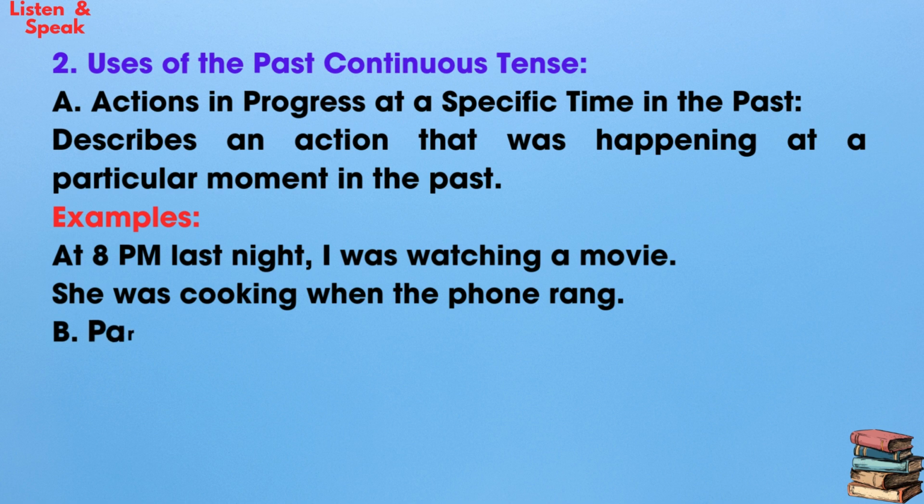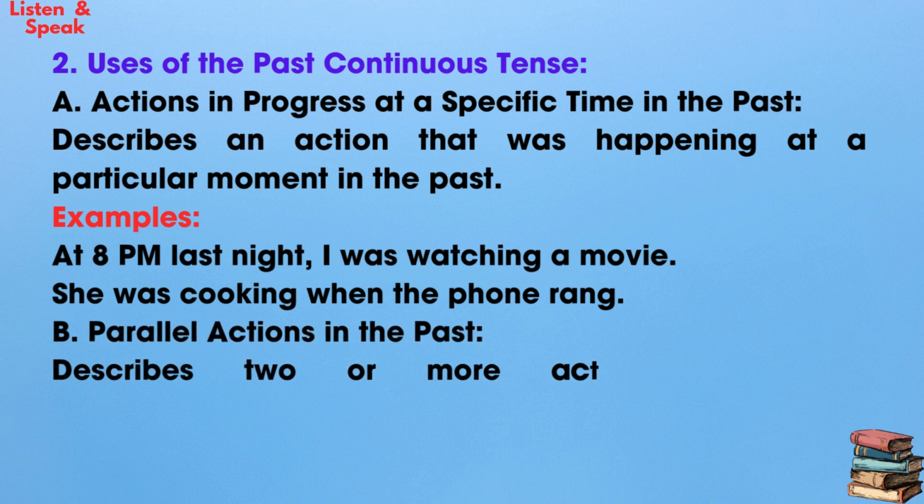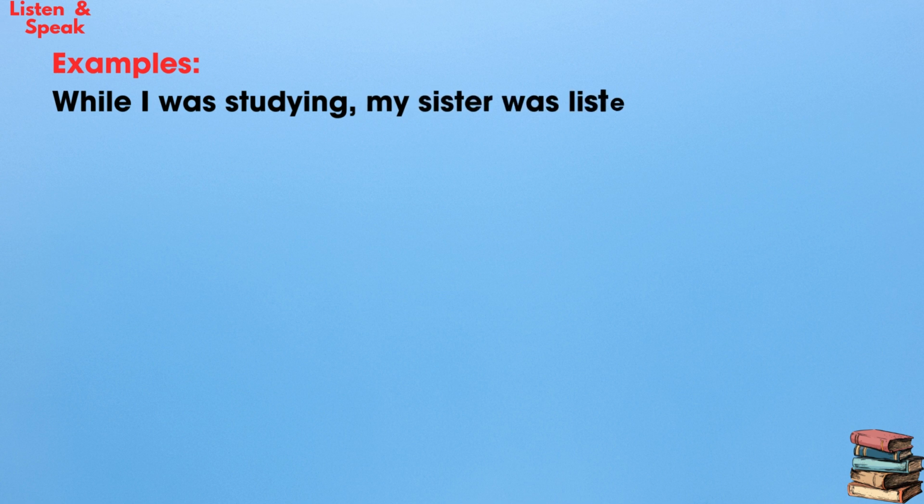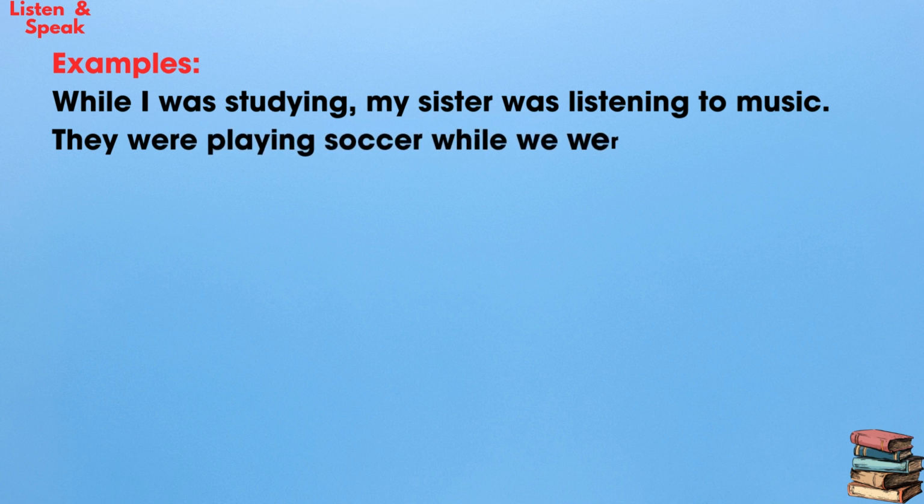She was cooking when the phone rang. B. Parallel actions in the past. Describes two or more actions happening simultaneously in the past. Examples. While I was studying, my sister was listening to music. They were playing soccer while we were reading.